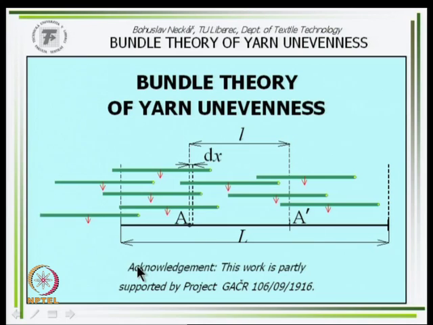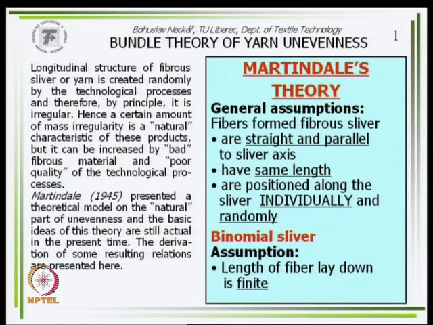Let's start today's lecture. Today's theme is related to yarn unevenness. It's evident that we need to use a lot of probabilistic and statistical tools for analysis of such a problem. We will start with the so-called Martindale's theory of Professor Martindale, and then I want to introduce some newer model based on the bundle character of fibrous material.